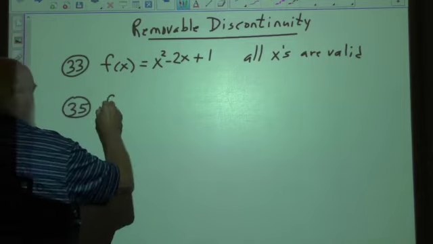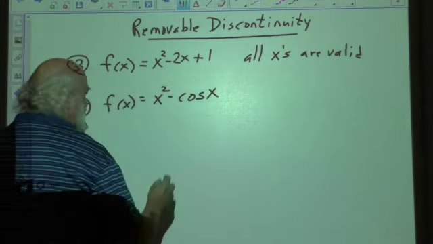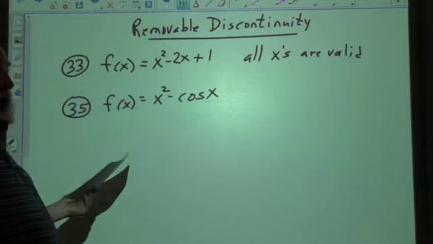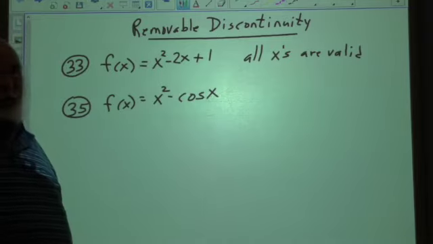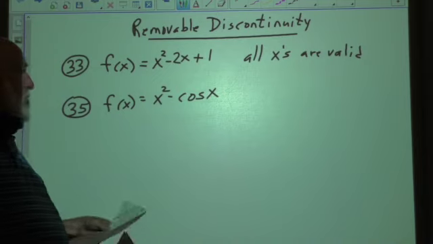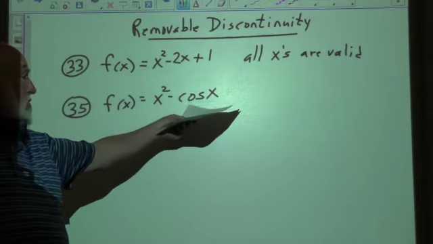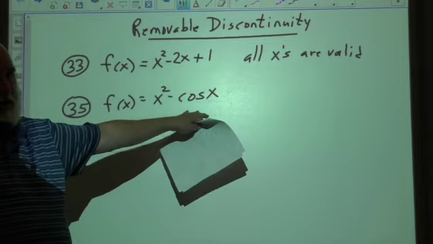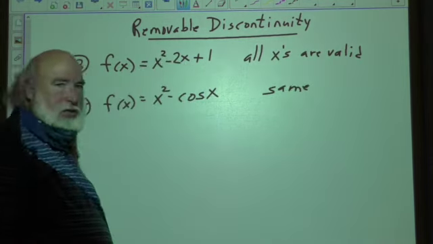Number 35. Well, this one is f of x equals x squared minus cosine x. Again, we don't have a denominator, but is there something about this cosine x that is going to make this possibly have a denominator of zero? The answer to that is no. The denominator is always the hypotenuse. SOHCAHTOA: cosine is adjacent over hypotenuse, and all your values of cosine are going to be between 0 and 1. So you're not going to have any denominators within this function, and so this is the same as the last one. All x's are going to be considered valid, so that's good.